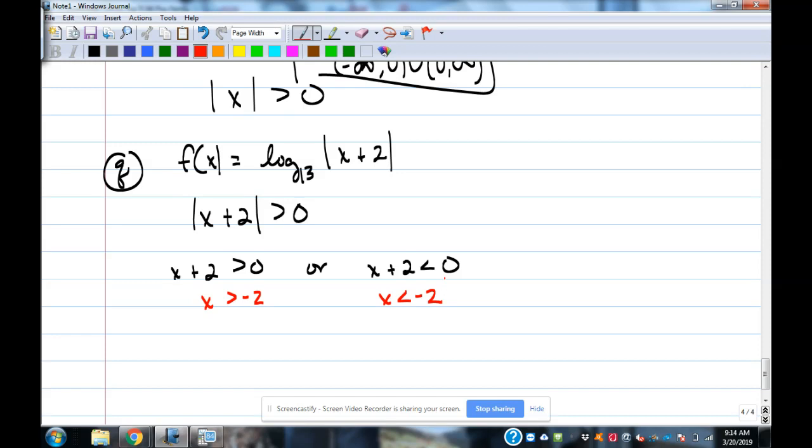Ends up being negative 2 is the only number that's thrown out there, right? So domain, x can't be negative 2: negative infinity to negative 2 union negative 2 to positive infinity. And then the range we know is still the same.